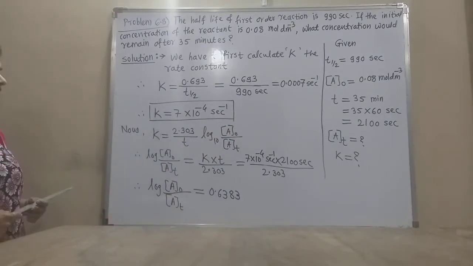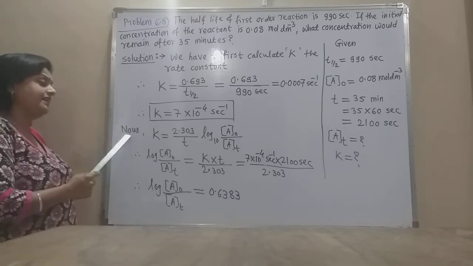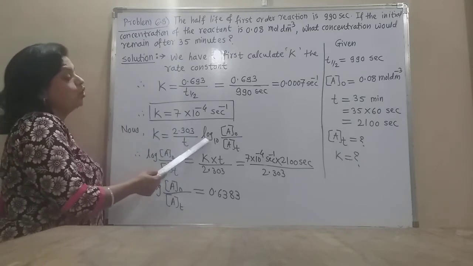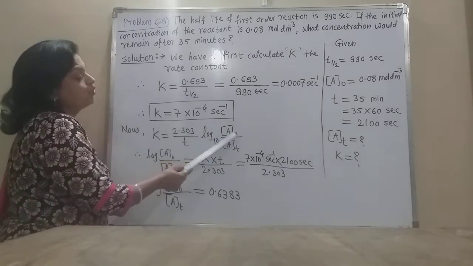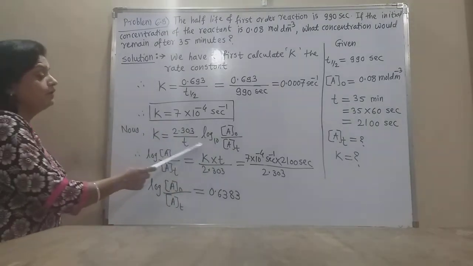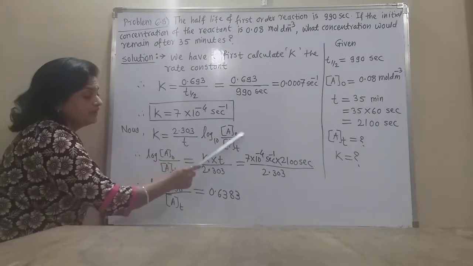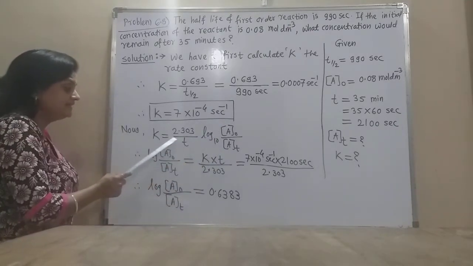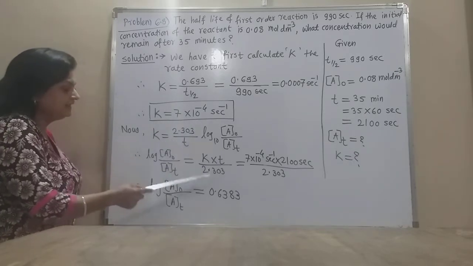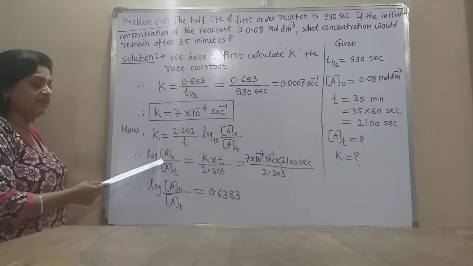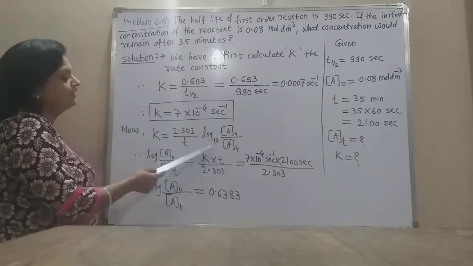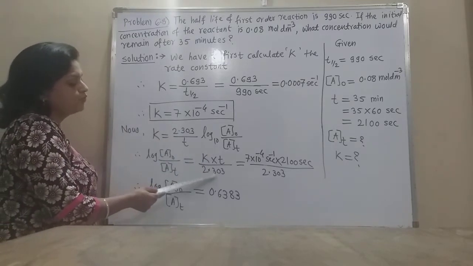Now our integrated rate law for the first order reaction is given as K is equal to 2.303 divided by t, log to the base 10 of A0 divided by At. Now substitute all the values. First we have to calculate this At, so this quantity remains here. Then this t is multiplied to K, and 2.303 gets divided. So log to the base 10 of A0 divided by At is equal to K into t divided by 2.303.